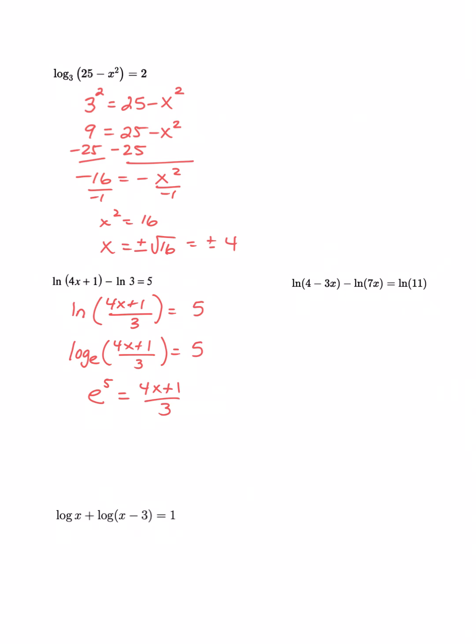And we're trying to solve for x, so we need to undo the right side of the equation. So I'm going to go ahead and multiply both sides by 3. I'm going to subtract 1 on both sides.